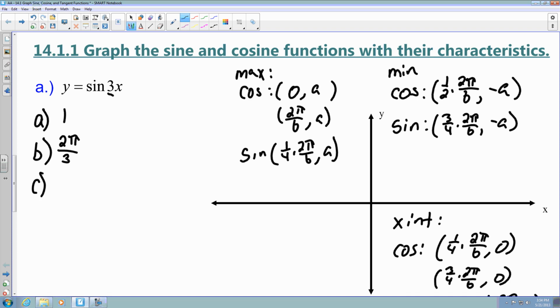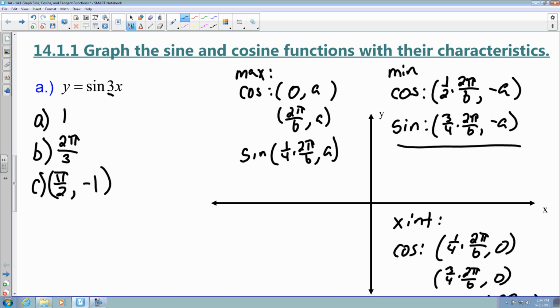If I'm looking for the minimum value of this function, I just resort to my sine of my minimum function, and it's going to be 3/4 times the period over by negative a. So if I look at that, it's going to be 6 over 12, so that's going to be 1/2, so it's going to be pi over 2, comma, negative 1.